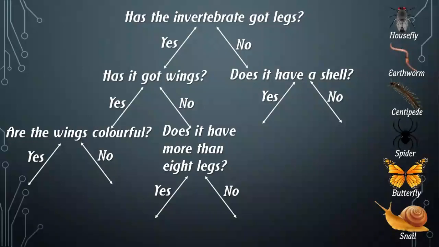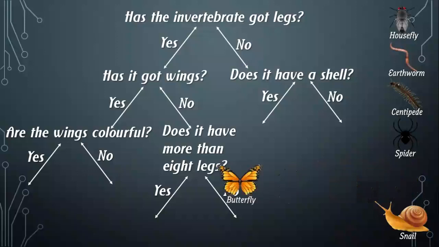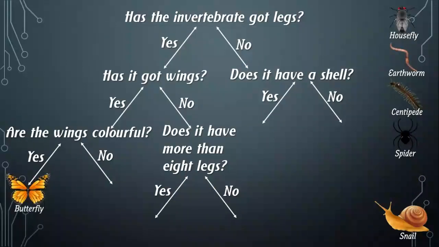Alright, let's go. Does it have legs? Does it have wings? And are the wings colorful? Your guess is as good as mine. The butterfly. The next question, starting from the beginning again. Does it have legs? Does it have wings? But the wings are not colorful, so this one will be the housefly.